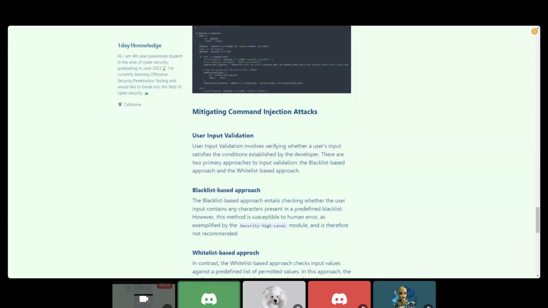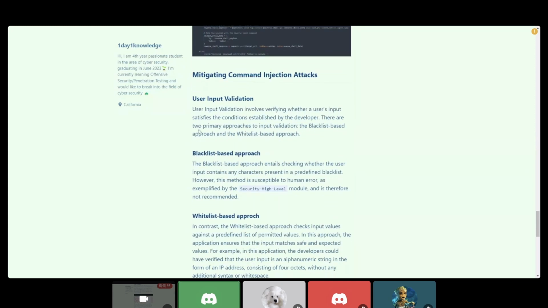For mitigating measures, to mitigate command injection attacks, we suggest that developers of the DVWA ensure effective user input validation and sanitization. User input validation is basically verifying whether a user input satisfies the condition established by the developer, and there are primarily two approaches to input validation, namely blacklist-based approach and whitelist-based approach.